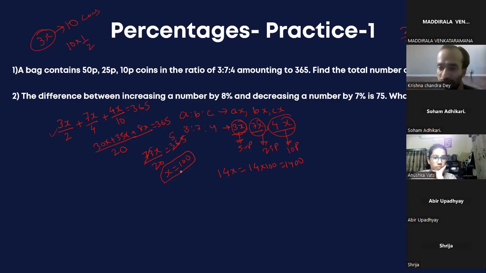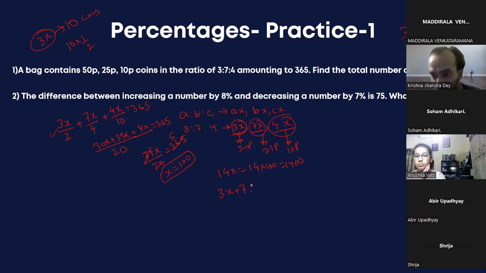Yeah, Shrija, what did you not get? Sir, I got till x is equal to 100, but then I don't know how you got 14x is equal to 1400. Okay, because initially what we took, the number of coins was 3x of 50 paisa, then 25 paisa was 7x, and then 10 paisa was 4x. So what is the total number of coins? 3x plus 7x plus 4x is the total number of coins, which is 14x. Right? Oh, okay, sir. Thank you, sir.